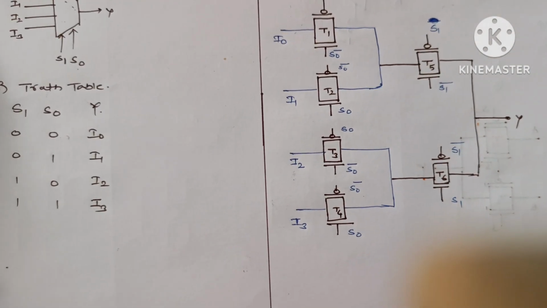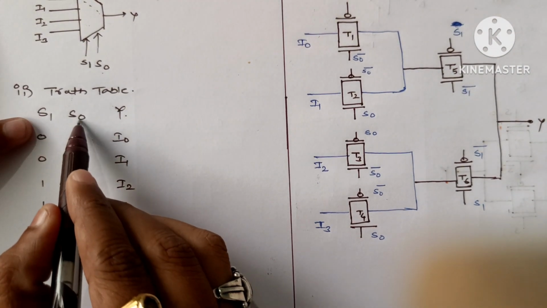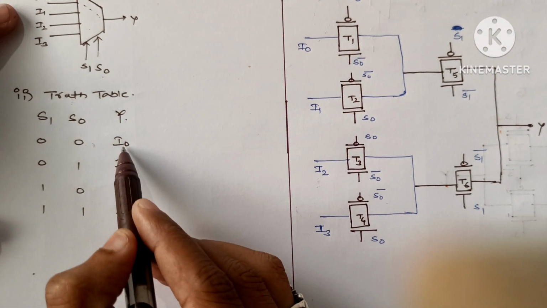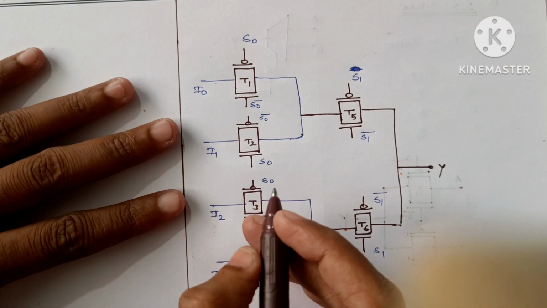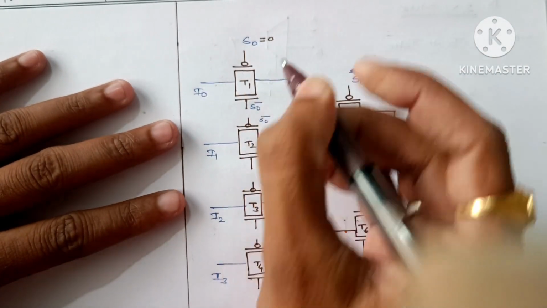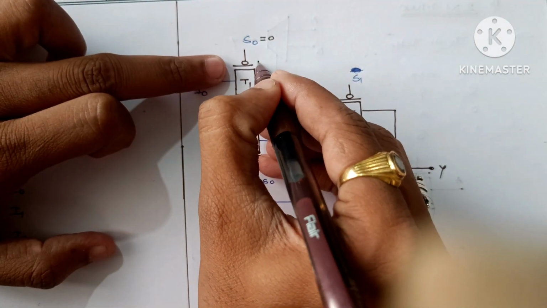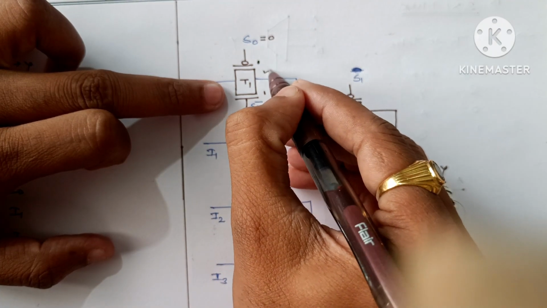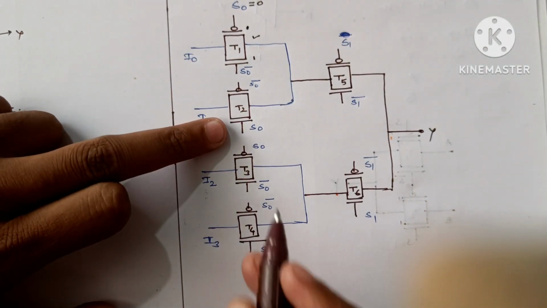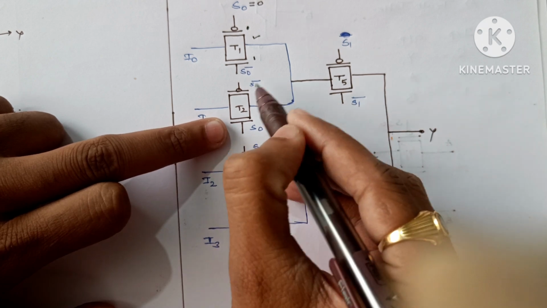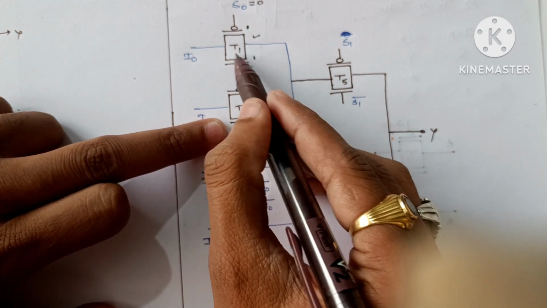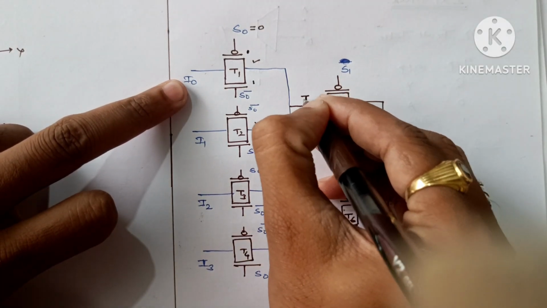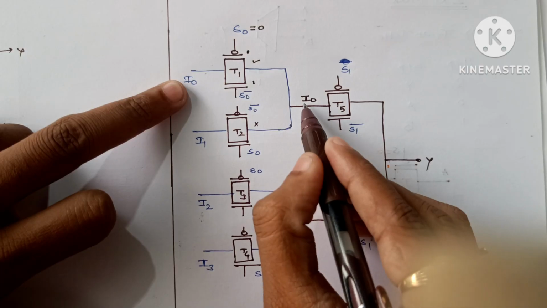So now we'll come across the first combination. Here S0 is 0 and S1 is 0. When both are 0, output is connected with I0. So let's define it. First combination. Here S0 is 0, its complement is 1, and this also is 1. So when the logic is 1, T1 will turn on. T2 will be turned off once the complement is 0. So in this case, T1 is turned on. Now when T1 is turned on, I0 will appear here. That means across T5 we'll be getting I0.